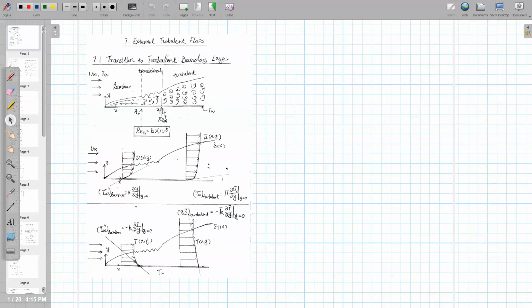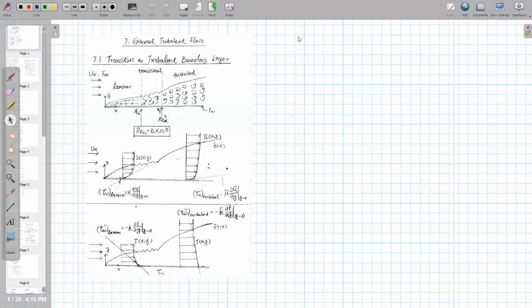And after some Reynolds number, when the Reynolds number keeps increasing, the whole flow field becomes fully turbulent. So basically, we will have a critical Reynolds number. Okay, this is a critical Reynolds number. We can think that if the Reynolds number is smaller than this critical Reynolds number, the flow is laminar.